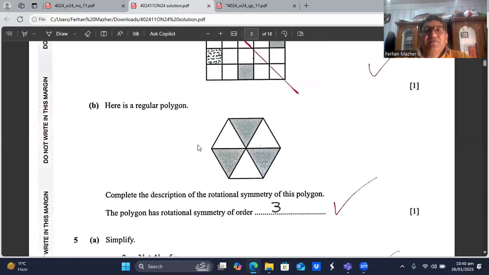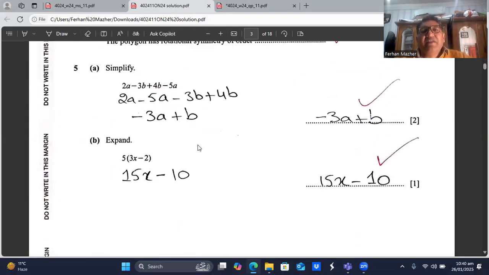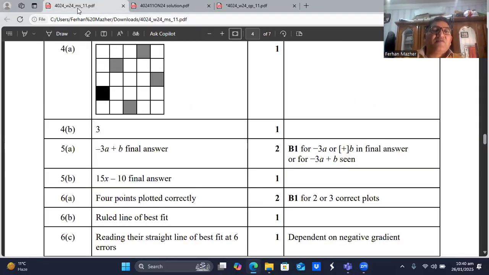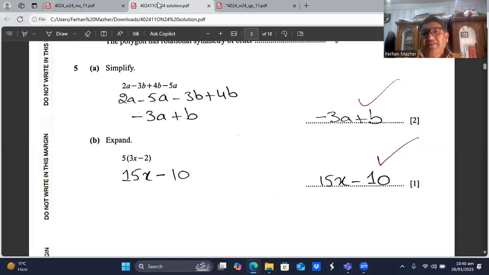Very simple. The terms which have the same variable can be added to each other. So 2a minus 5a, minus 3b plus 4b. 2a minus 5a will be minus 3a, and minus 3b plus 4b is plus b. So my answer is minus 3a plus b. Minus 3a plus b is the right answer.